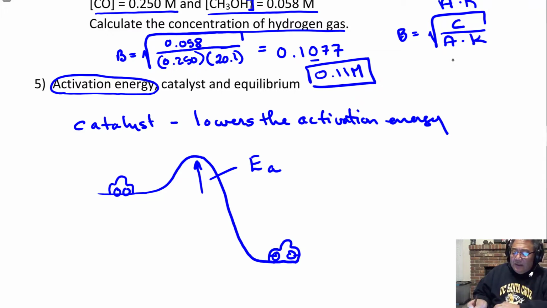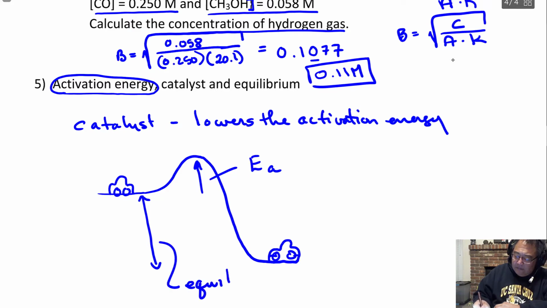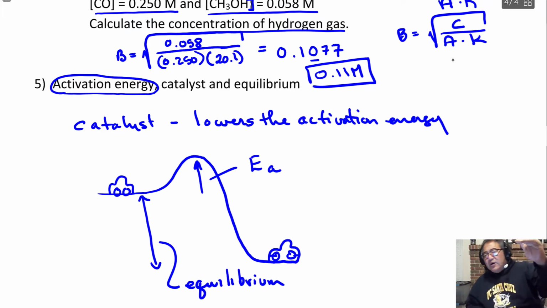The equilibrium is really determined by the height here. So that height between where the car starts and where it ends is independent of how big the hill is that goes in between. So it turns out equilibrium is only affected by that height, and so the catalyst and the activation energy have no effect on that.